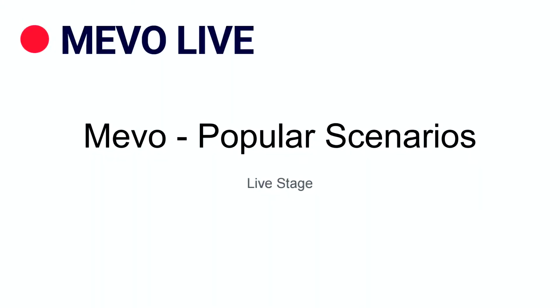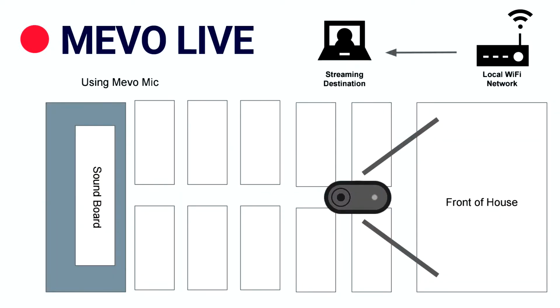So let's talk a little bit about popular scenarios. The live stage popular scenario is something that we get into a lot, and this could cover a lot of bases. For example, this would be something where you have the stage set up, maybe a house of worship or any type of speaker event, any type of conference, anything that you're pointing a Mevo at a stage, this will apply to.